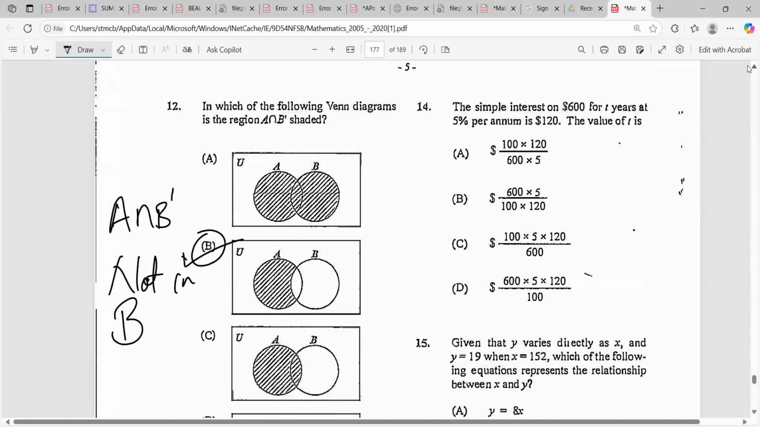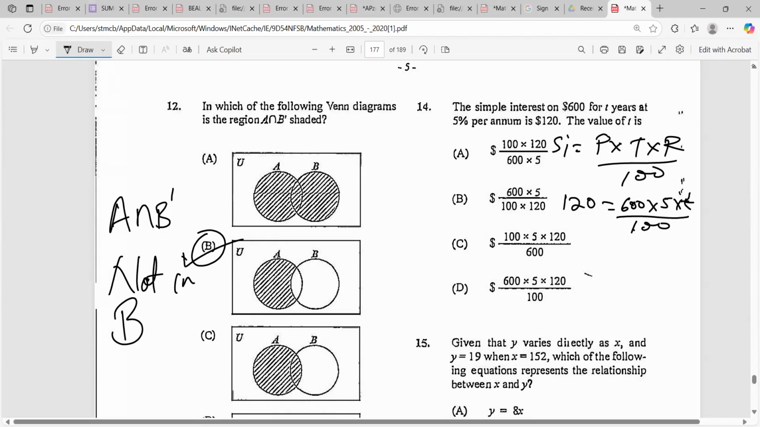The simple interest on $600 for T years at 5% per annum is $120. The value of T is? So basically, they're saying that the simple interest is P times T times R over 100. But here's the trick to it. They gave us the simple interest as 120, so it will be 120. Principal would have been 600. The rate is 5, and we don't know what T is, so we multiply by T over 100.